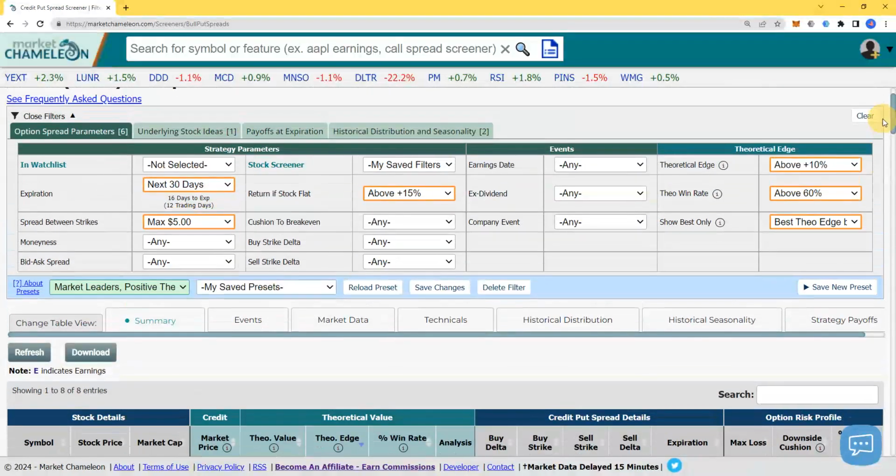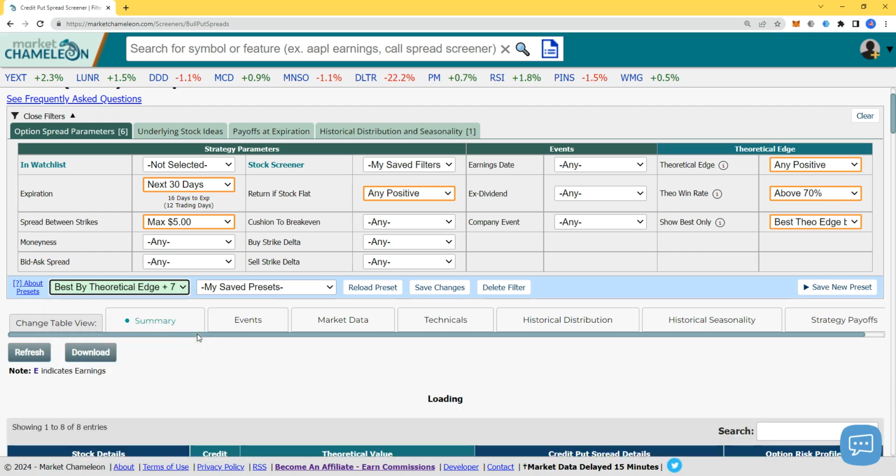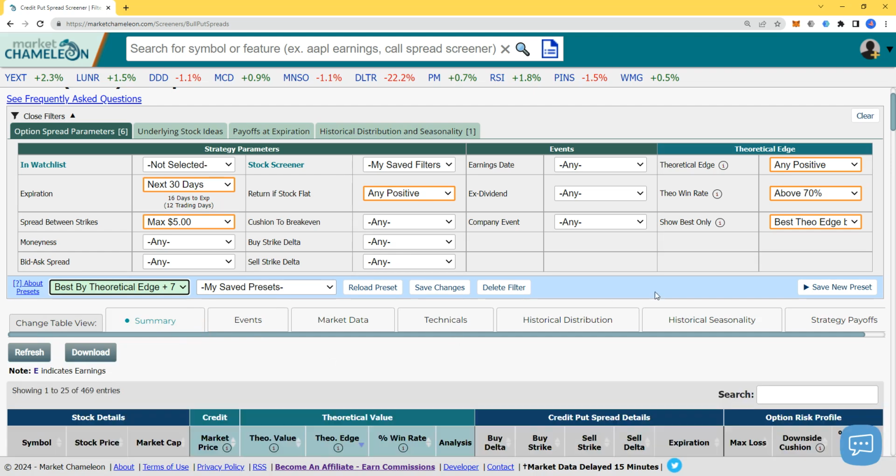So this is one filter. I want to go over the next filter. If you just like the market leaders, this pre-filter could be for you. Now, something that I like best is filtering by theoretical edge and 70% win rate. That means that if I filter by the theoretical edge and high win rate, I'm going to collect the max income as possible based on history. So we got ourselves next 30 days. Same spread up to 500 bucks. Any positive return if the stock is flat.